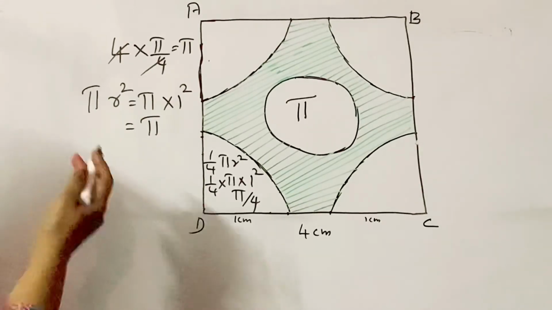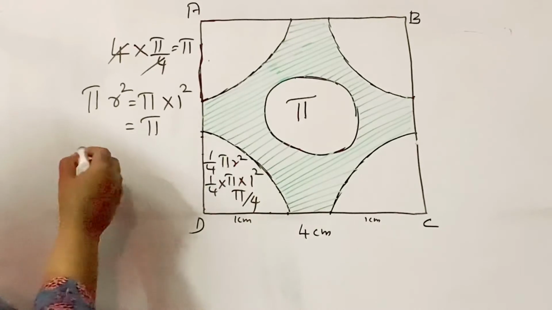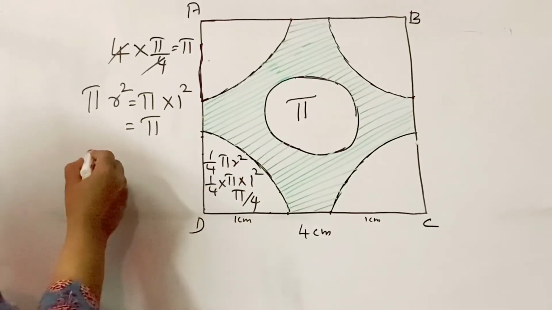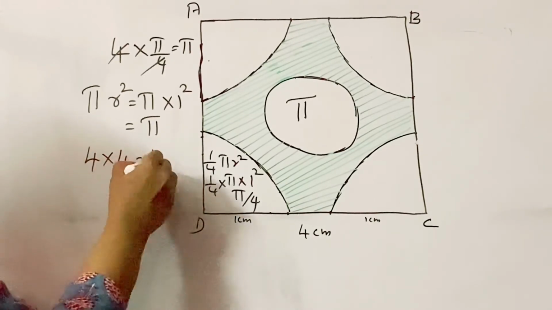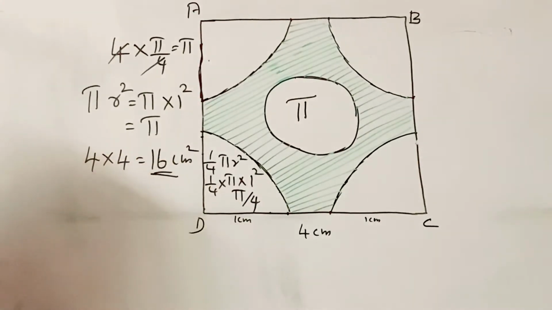Then what will be the area of the square? Area of the square is side into side. Here that is 4 into 4, that is 16 centimeter squares. Area of the square is 16 centimeter squares.